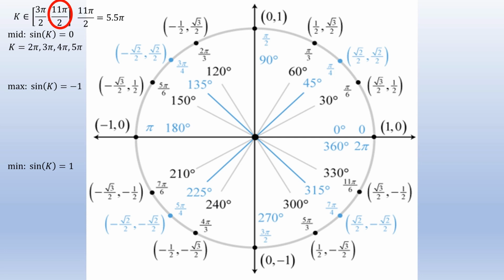Now for the max values. Sine k is -1 when k is 3 pi on 2. Again, we're going to add 2 pi to this solution until we find all the solutions in the domain. And lastly, we're going to find the min values by solving sine k equals 1 over the domain.